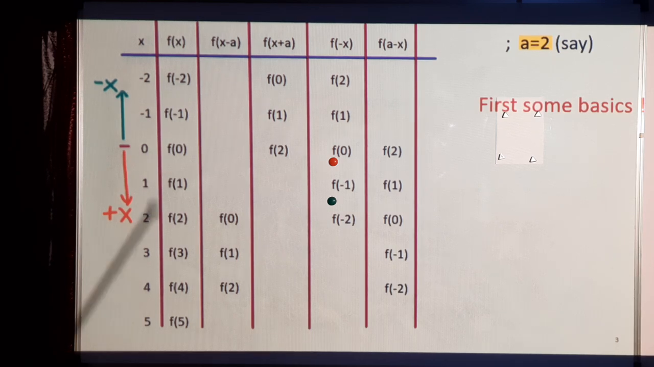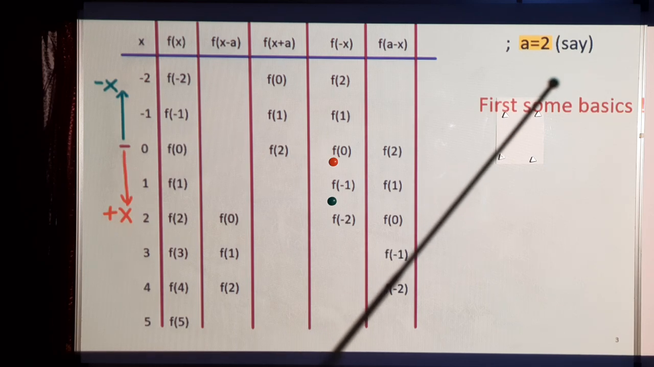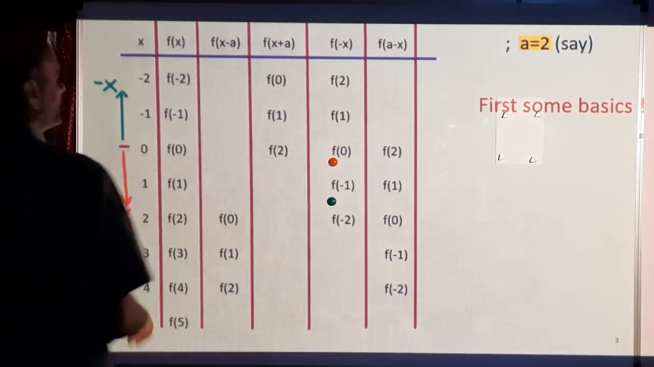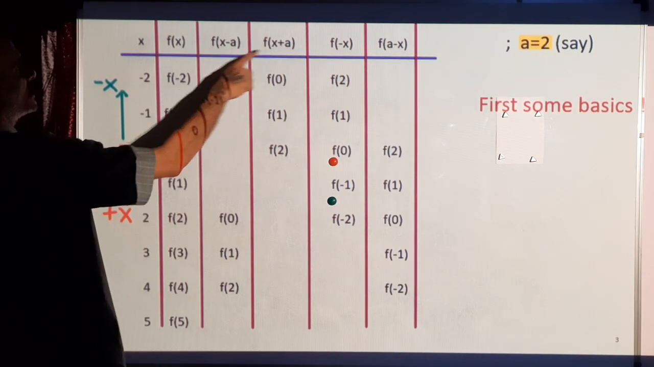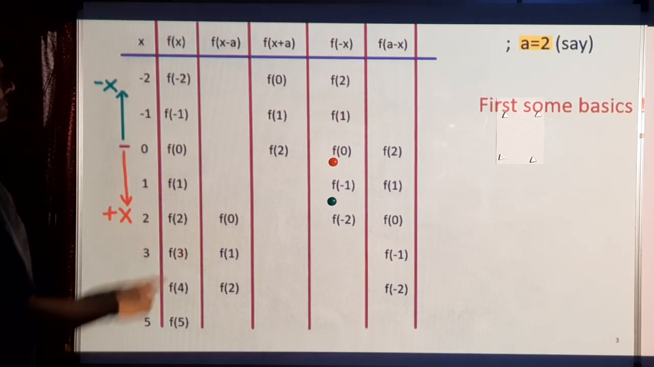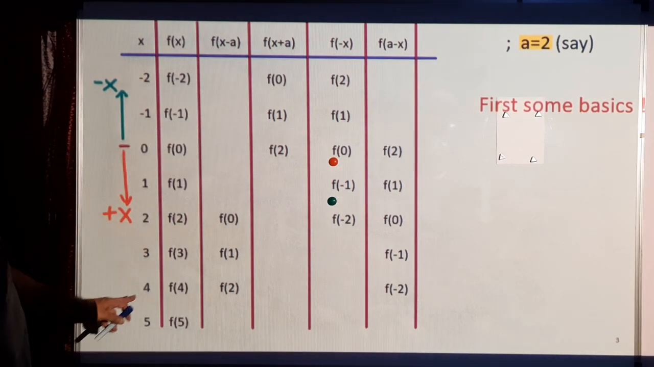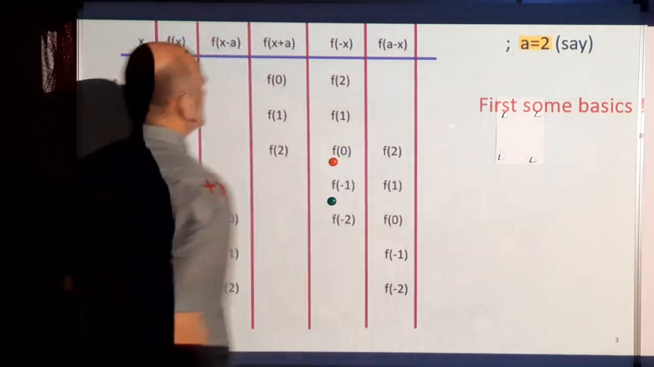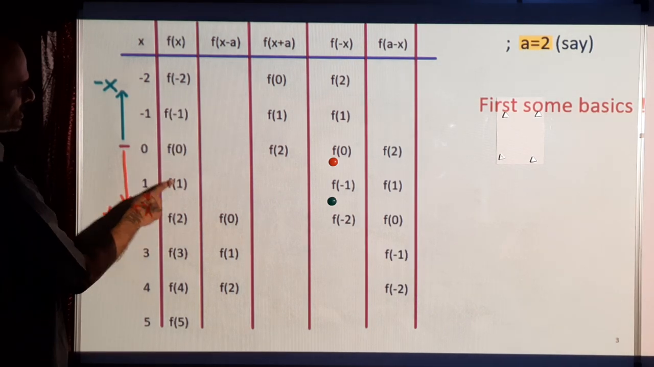Next, consider the function f of x minus a, where a is a positive number. For example, say a equal to 2 in this particular demonstration. This function f of x minus a will take the value f of 0 when x is 2. When x is 2, 2 minus a, which is 2, gives f of 0. At x equal to 3, 3 minus 2, it will take the value f of 1. At x equal to 4, 4 minus 2, since a is 2, it will take the value f of 2. So f of 0 has come here, f of 1 has come here, f of 2 has come here.